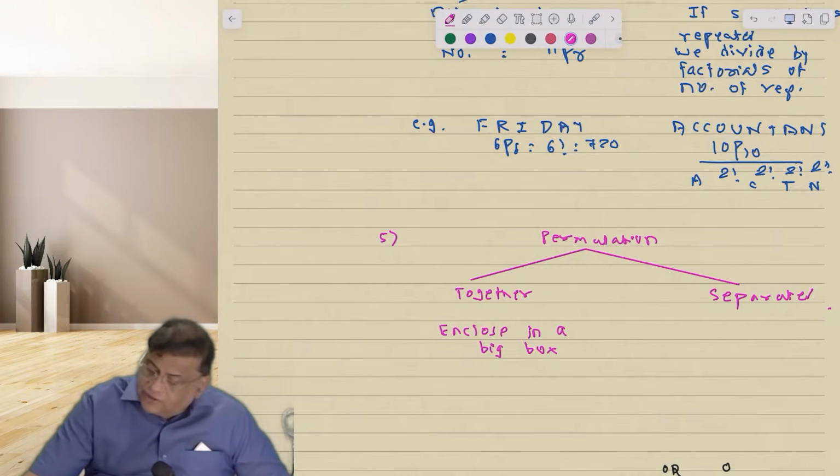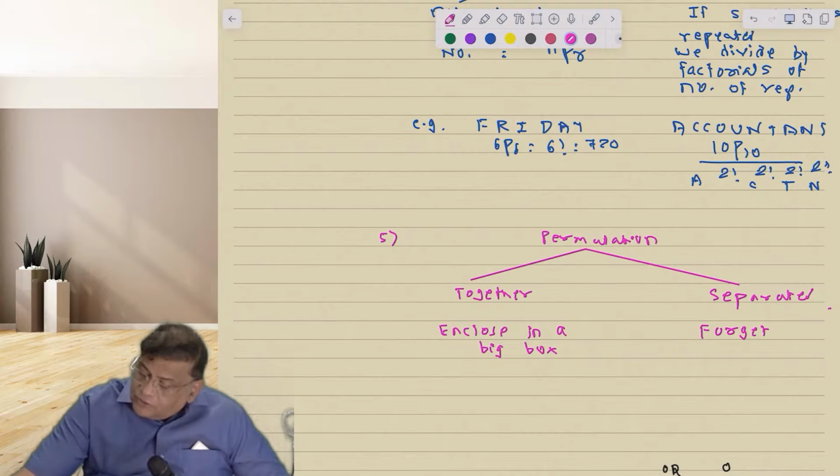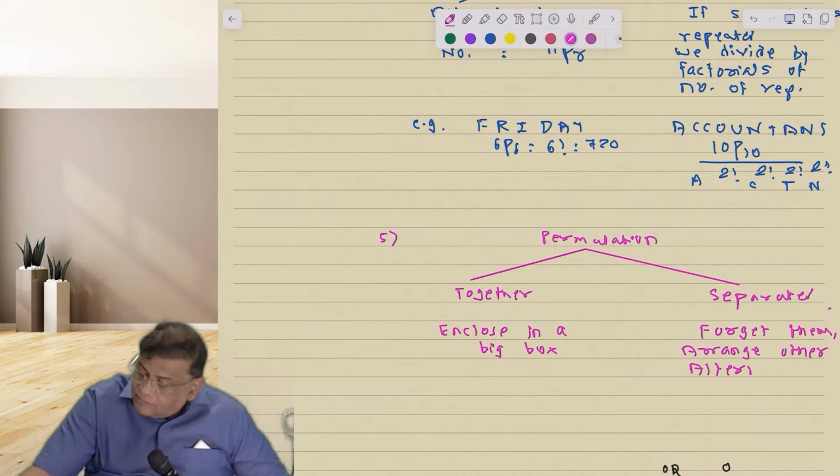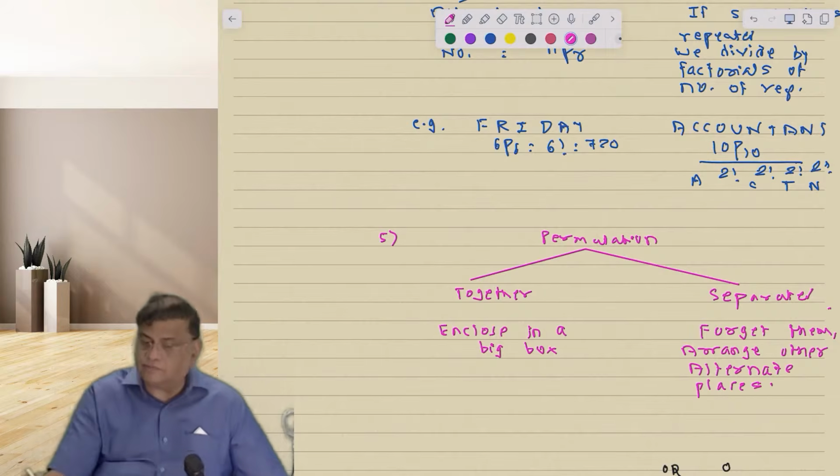And in case of separated, forget them. Forget those who are separated. Arrange others. And then consider the alternate places.